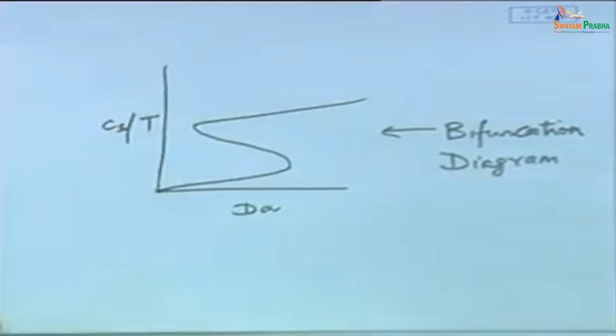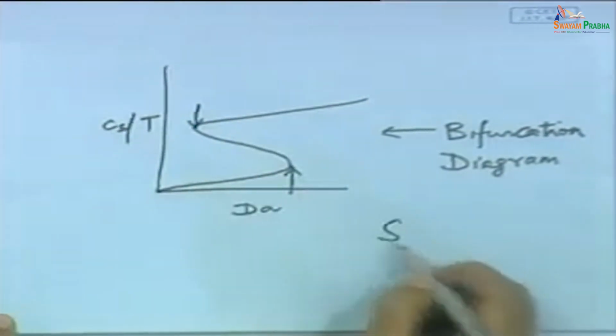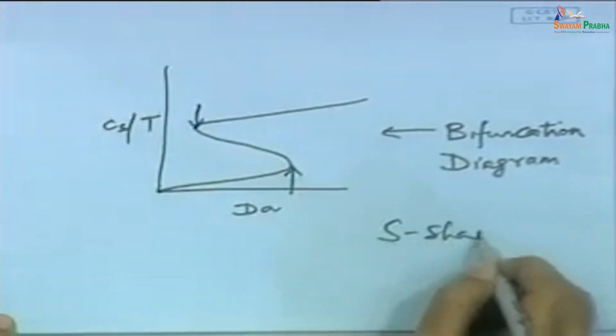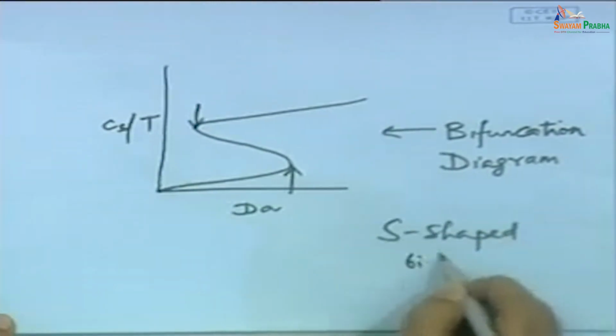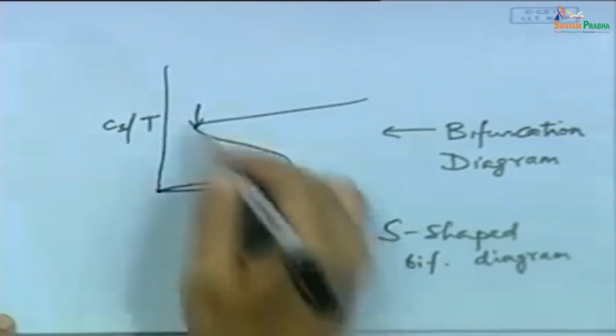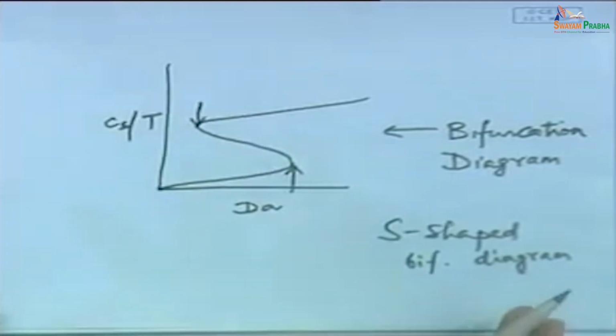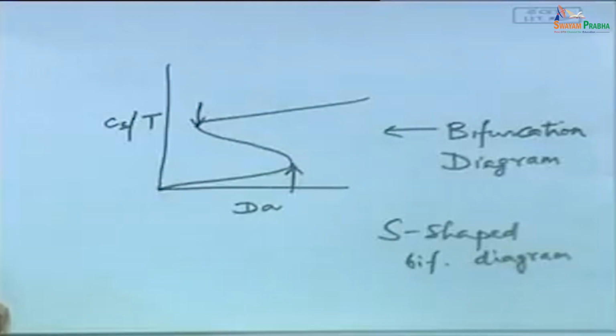In the bifurcation diagram, these 2 points, this is an S-shaped bifurcation diagram. Would any of you have an idea what these 2 points are called? That is different from a reaction engineering point of view. From a mathematical point of view, what are these 2 points called? They are called, that is right, one is an ignition point and one is an extinction point. So which one is the ignition point?